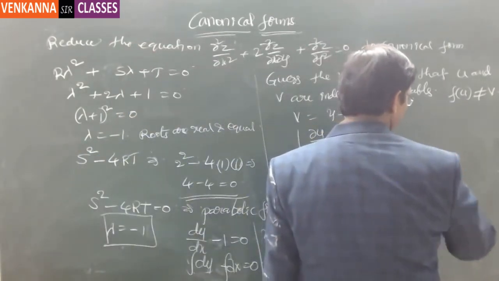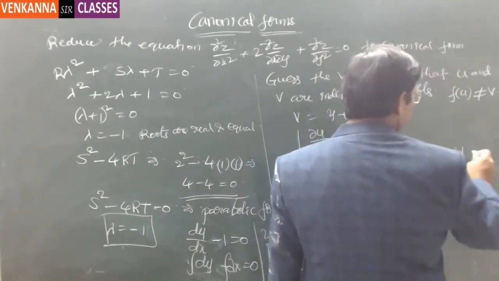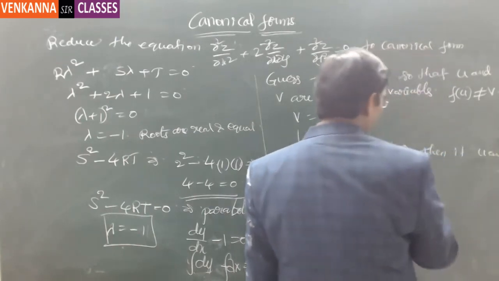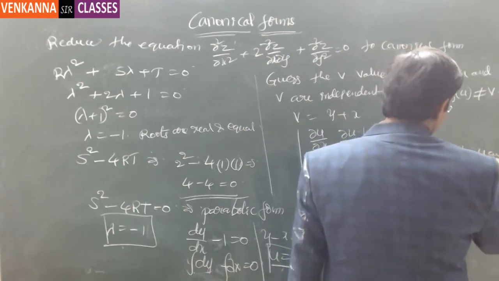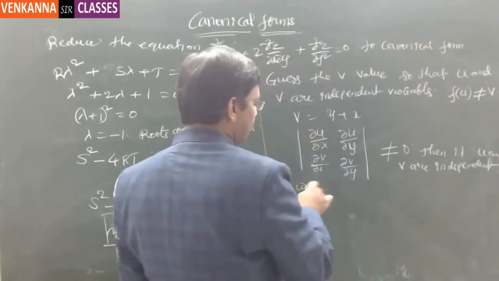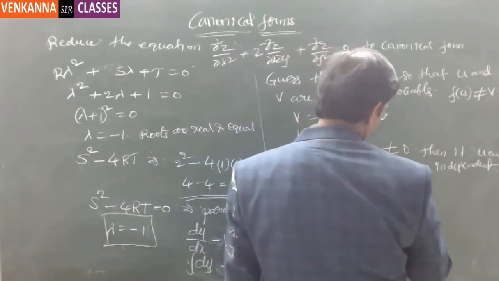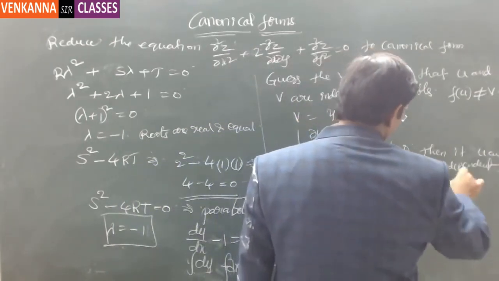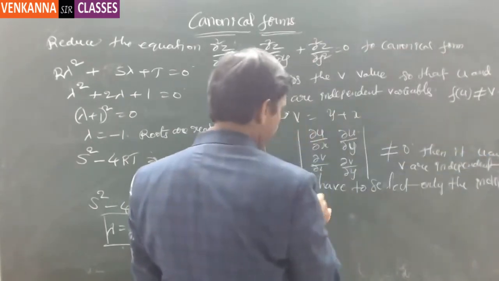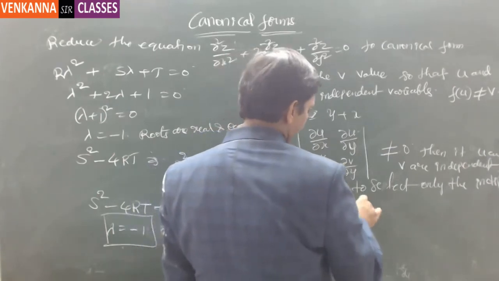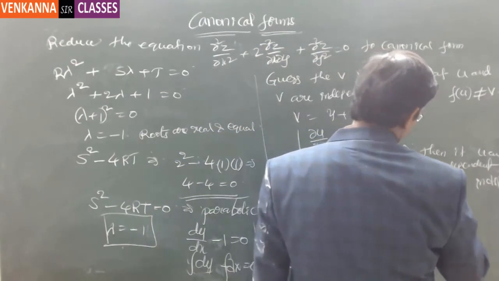Then it is independent. U and V are independent. We have to select only the independent variables in reducing to the canonical form.